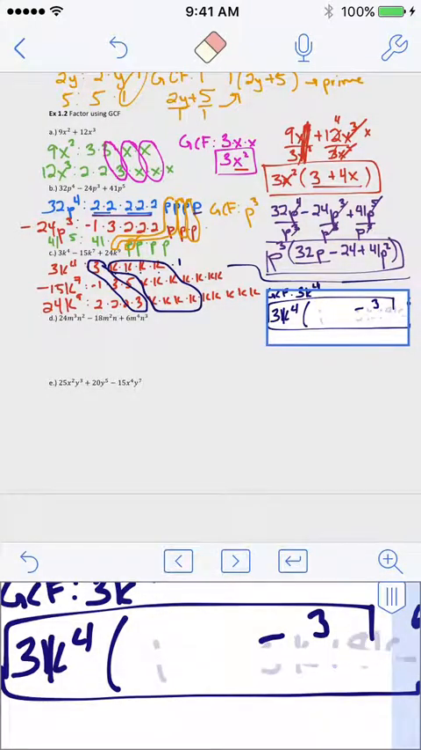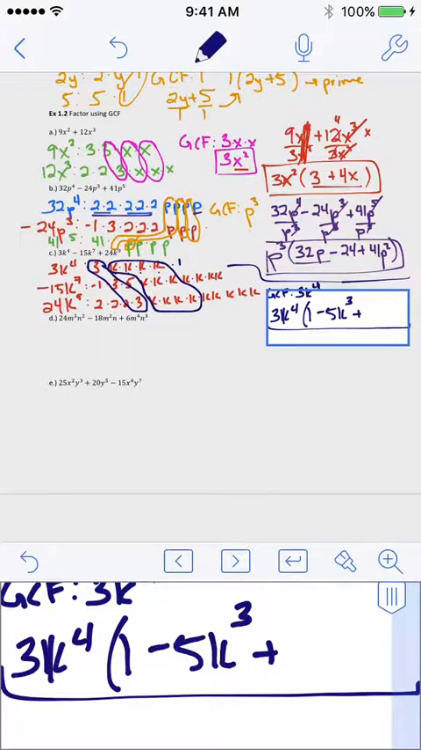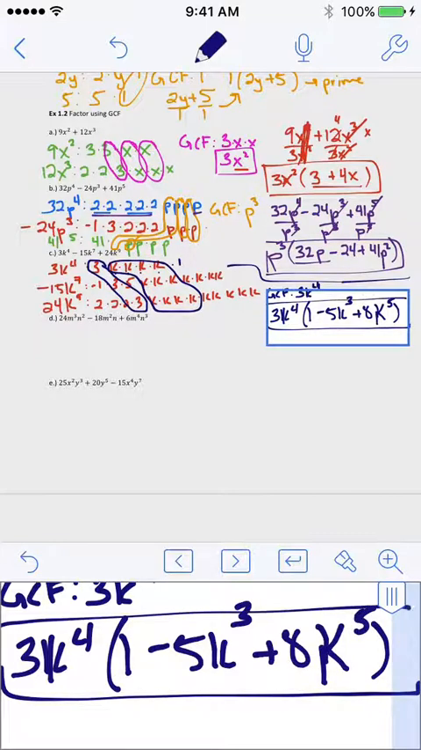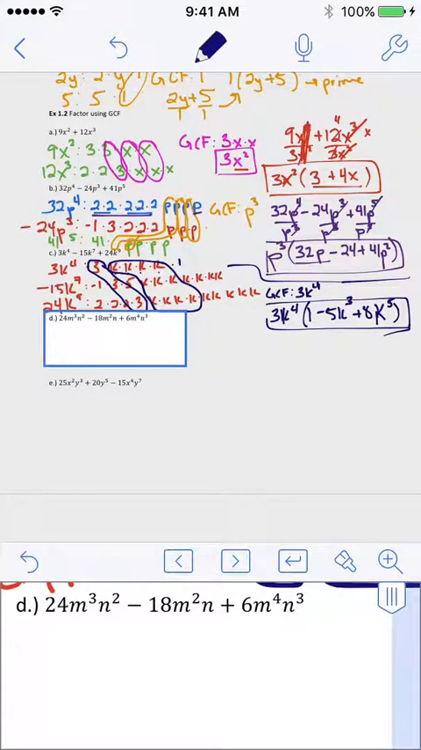And I'm going to rewrite this because it's not a lot of room. So we ended up getting 1 minus 5k to the 3rd plus 8k to the 9th? No. Took out 4 of 9, that's 5. Yeah, we took out 4. Sorry, not 6. K to the 5th. There we go. And that's our final factored form. Awesome. Let's do another one.